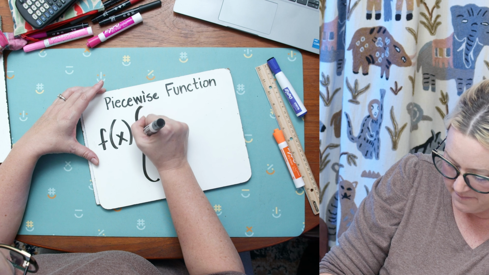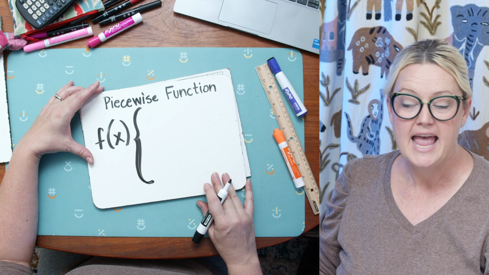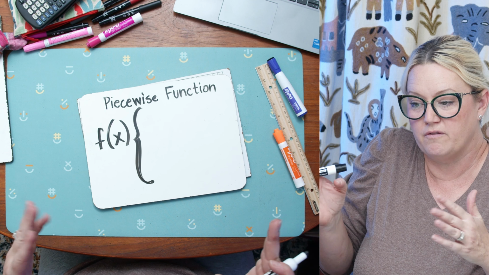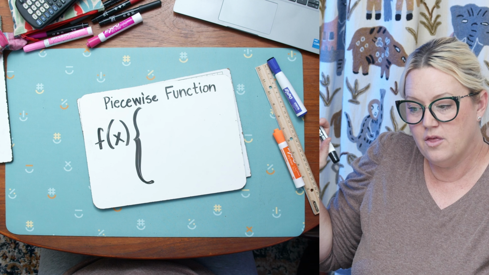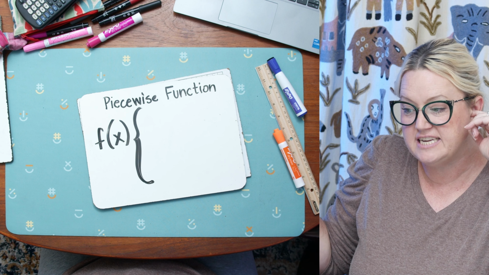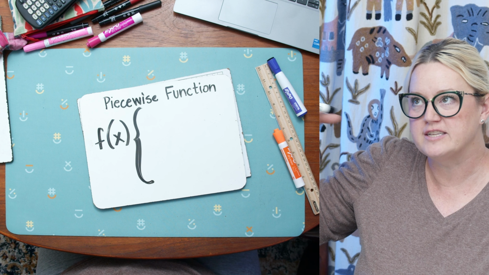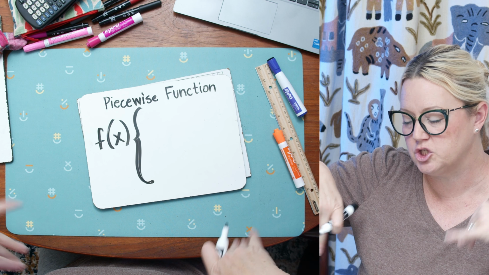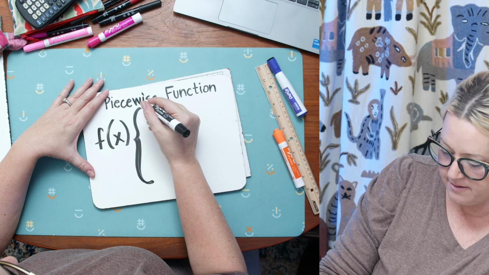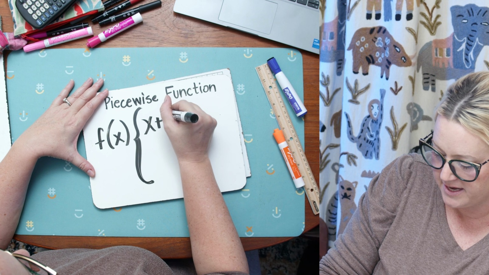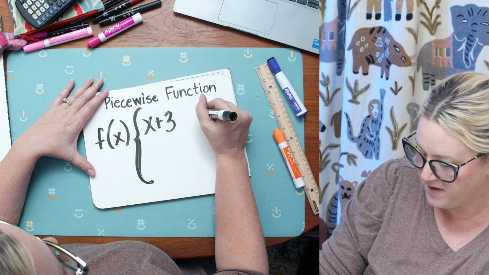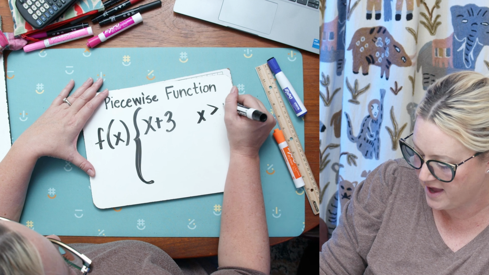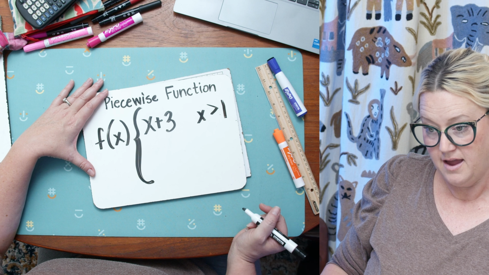So if we have this f of x, we're going to have this whole function, again, that's in pieces. And it's going to be in pieces when you're in a different sort of area of the graph. Okay, so I'm going to start with just a 2-piece function. So let's do x plus 3 if x is greater than 1.